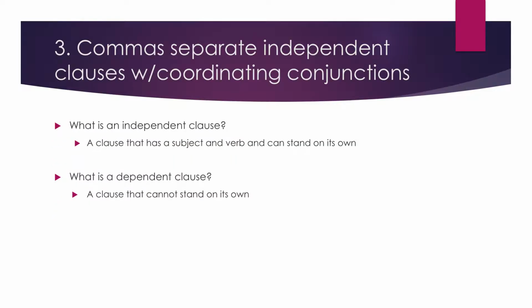The third rule I'm going to talk about is separating independent clauses with coordinating conjunctions. We got to get a little bit grammatical here. An independent clause, just by way of reminder, is a clause that has a subject and a verb and can stand on its own. It could be its own sentence. A dependent clause, by contrast, can't. It's missing some part of the sentence, right, so that it cannot stand on its own.